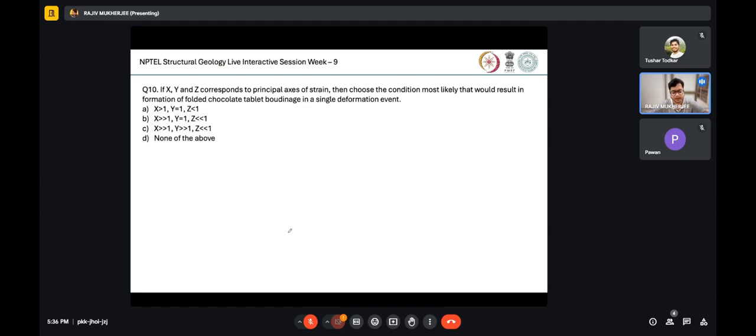Okay, so question number 10. If x, y, and z correspond to principal axes of strain, then choose the condition most likely that would result in formation of folded chocolate tablet Boudinage in a single deformation event.